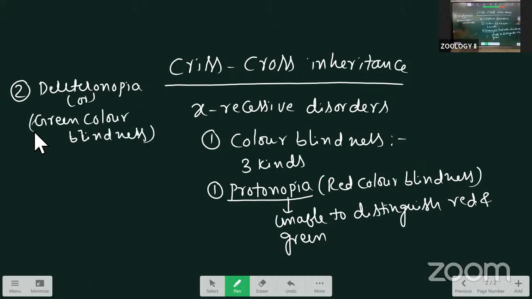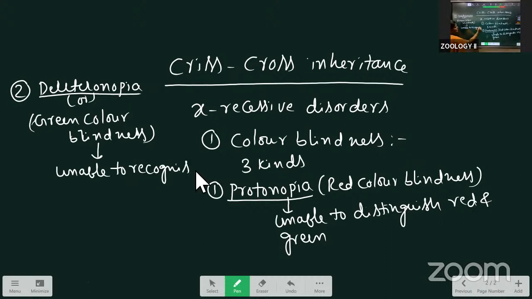These affected persons, those people having deuteranopia, are unable to recognize the green color. Unable to recognize green color is called deuteranopia.